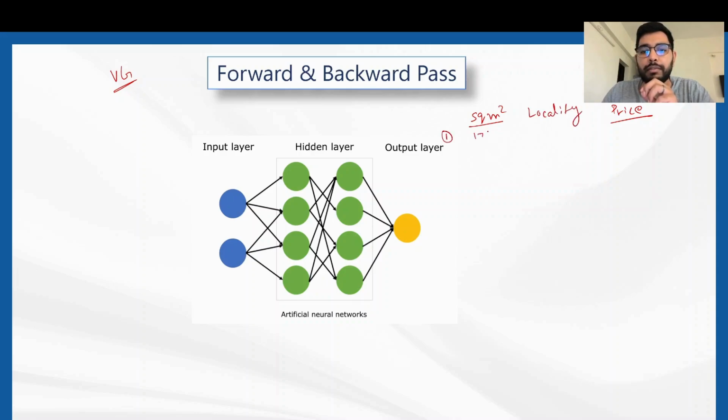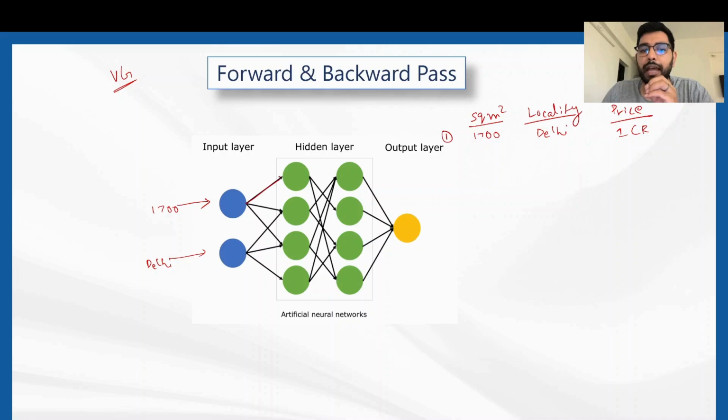Let's say the square meter or the footage of that particular house, first observation, is 1700 square meters. The locality, it's present in Delhi, and the price is 1 CR. So these are the two inputs, that is 1700, which will go over here, and the locality Delhi, in the neural network.